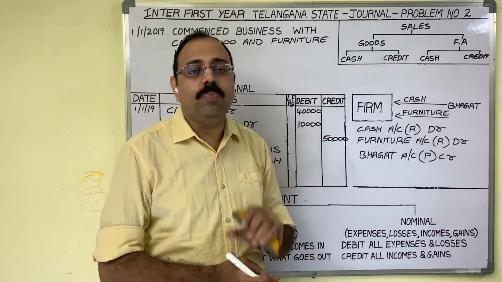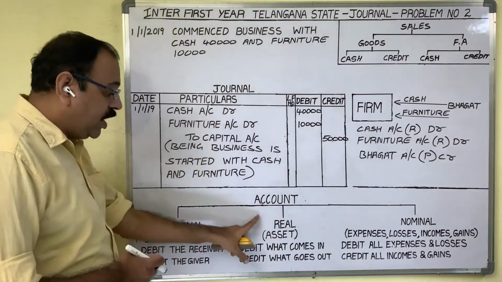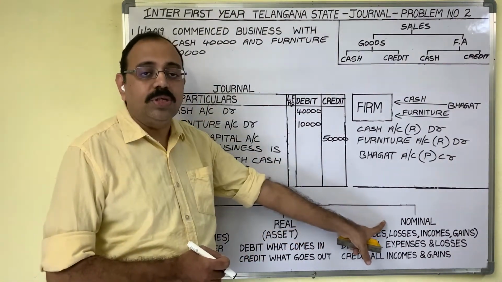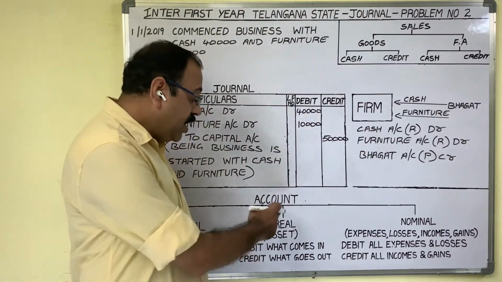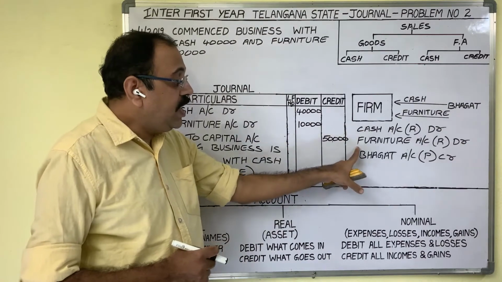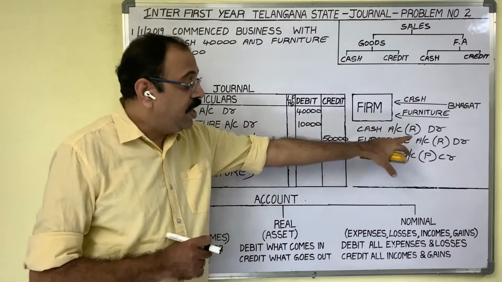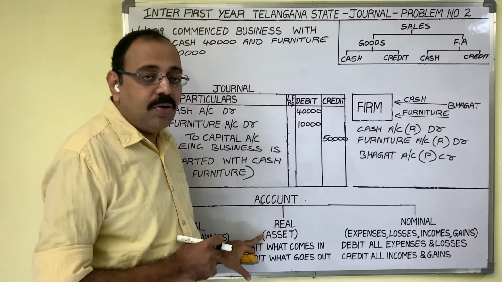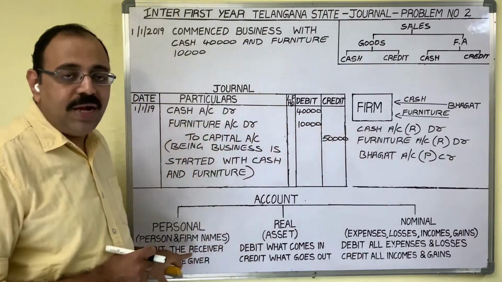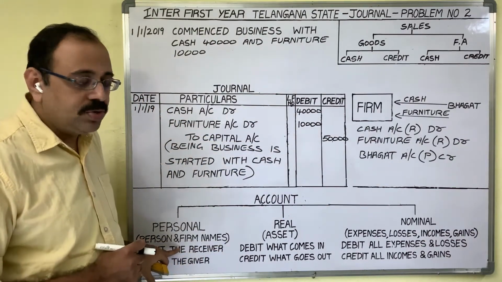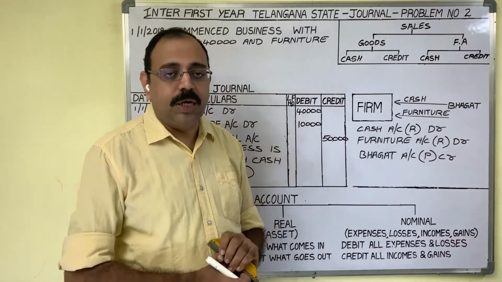Second step, grouping. Accounts are of 3 types: personal accounts, real accounts, nominal accounts. Cash is an asset. An asset comes under real account. Second, furniture. Furniture is also an asset. Furniture comes under real account. Bhagat account. With the person's name we opened that account. It is a personal account. Now, the last step is to apply the double entry principles.